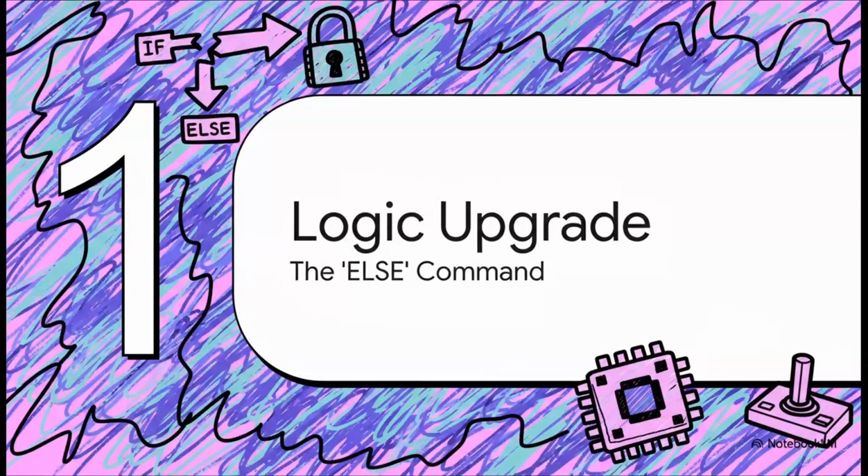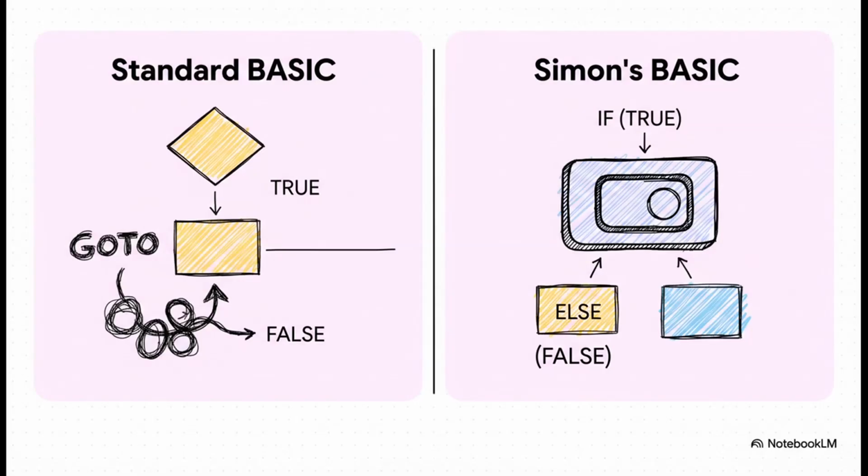Okay, let's start with a logic upgrade. We're going to tackle one of the biggest limitations of the standard if-then statement. So this slide right here shows how we solve a really common headache. In Standard Basic, IF B=1 THEN PRINT "CORRECT" only handles the true case. If the condition is false, the program just keeps on going, forcing you to add a messy GOTO to handle the wrong answer. Ugh. But Simon's Basic introduces ELSE, giving you a clean plan B.